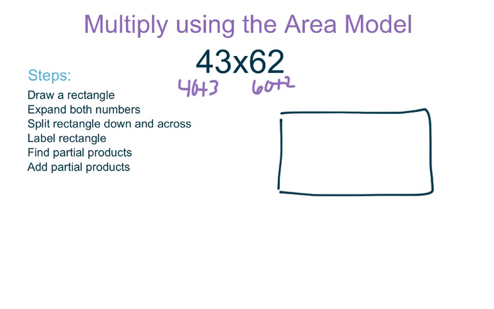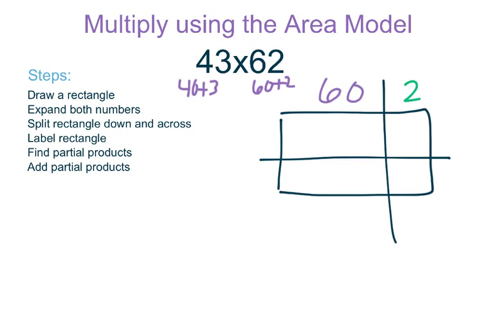Now I'm going to split my rectangle across and down. And I'm going to label each section. So here I have 62, and then I have 43. Okay, now I need to multiply to find my partial product. So I'm going to label my rectangle so I know what I'm multiplying. I have 40 on this side, and then I have 60 across. Then I have 40 down here, and 2 across.